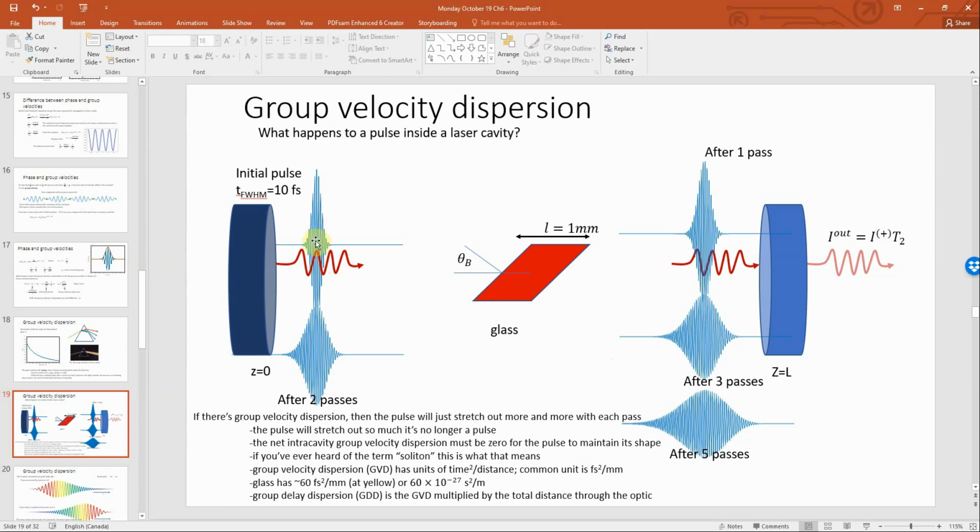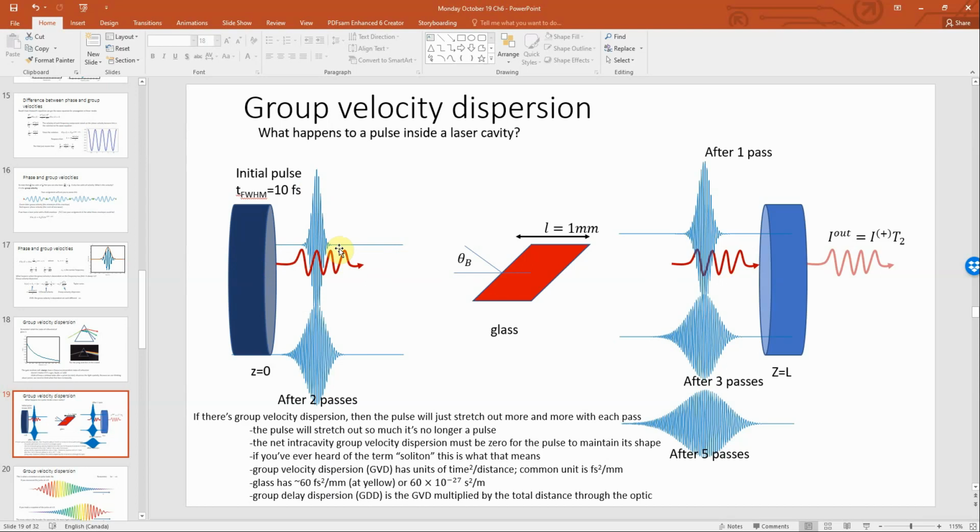So in order for us to maintain this pulse, we can have this pulse go through this glass and stretch out, but then we have to have something here that compresses the pulse, that has anomalous dispersion, or has dispersion that's of the opposite sign, so that we get this pulse back to this original shape, and then it can go back through this glass, and then we need something again to recompress that pulse so that it looks like this original shape again, so that after each full pass through the cavity, it comes back to this original shape.